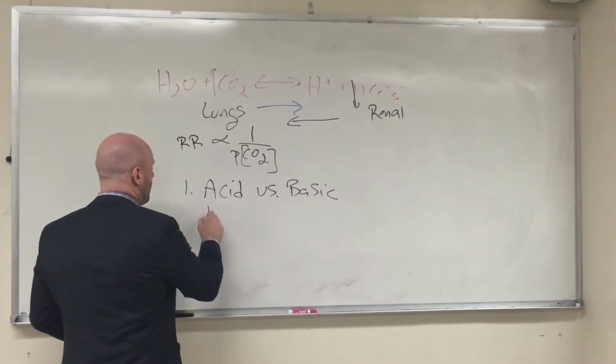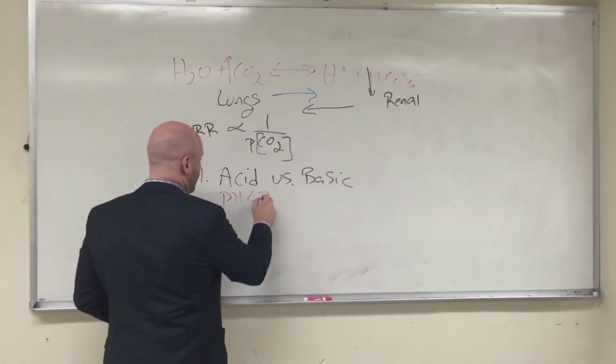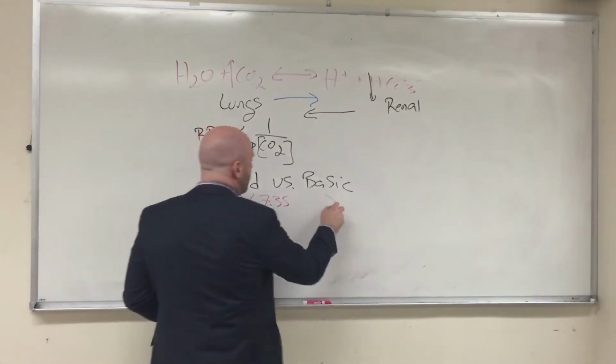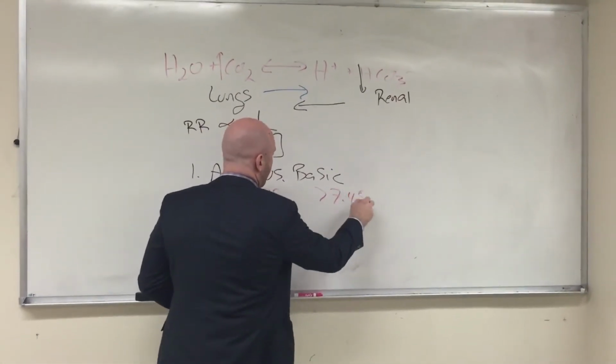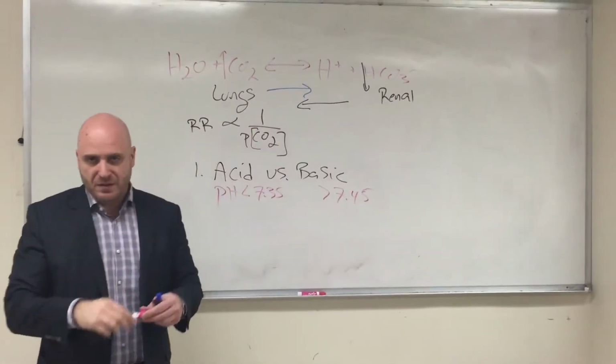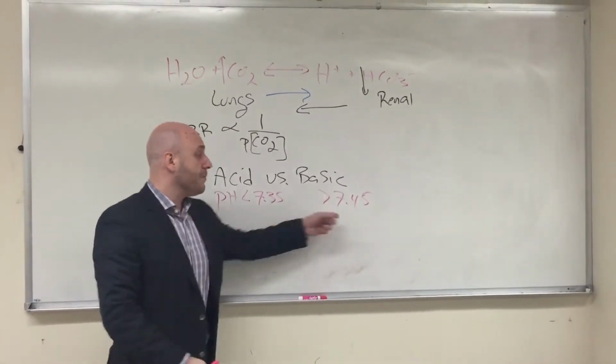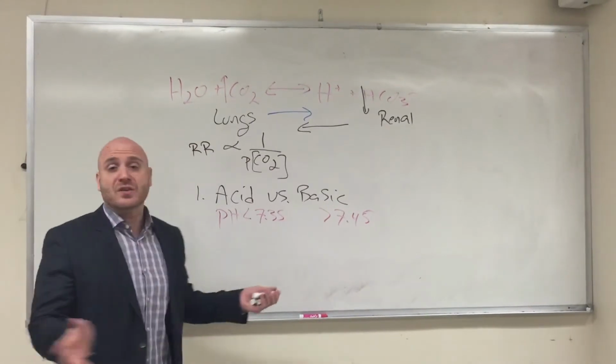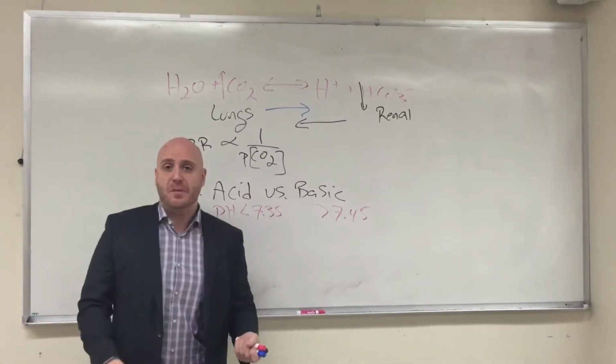If the pH, for all intents and purposes, is less than 7.35, you're dealing with an acid. If it's greater than 7.45, now I'm simplifying the range just to keep it clean, all right? Then it's alkalotic or basic. That's it. This is a simple yes or no question. So question 1, acid or base, right?